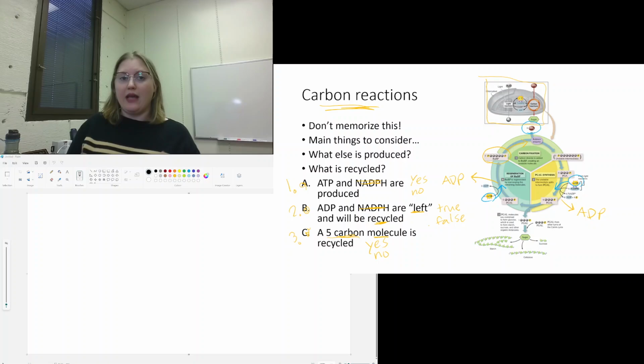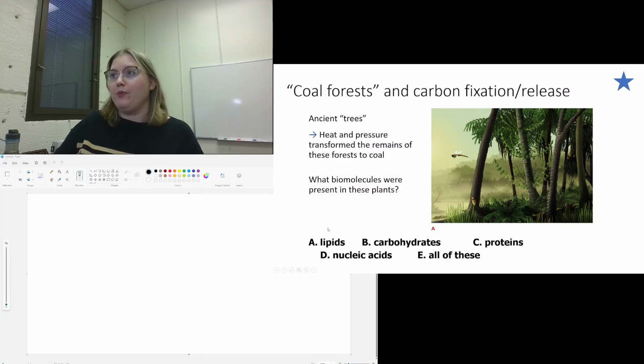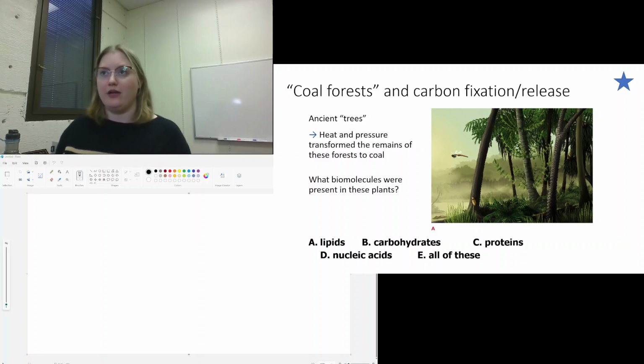So, a 5-carbon molecule called RuBP is being recycled. It's getting changed by Rubisco over and over in this cycle. Okay, so answer questions 1, 2, and 3, and answer in question 3, yes, a 5-carbon molecule is being recycled. It is RuBP. Okay, so last thing we're going to talk about is how this impacts our environment.